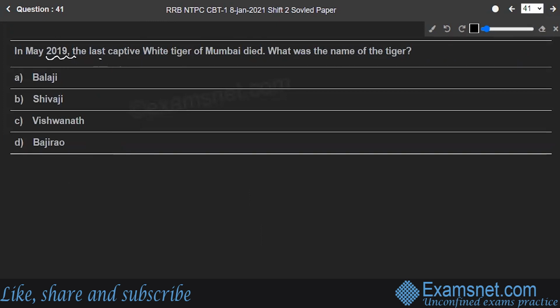In May 2019, the last captive white tiger of Mumbai died. What was the name of the tiger? Was it Balaji, Shivaji, Vishwanath, or Bajirao? In May 2019, the last captive white tiger of Mumbai died with the name of Bajirao. This tiger inside Sanjay Gandhi National Park, that is SGNP, died of age-related complications. He was 18 years old. Bajirao was the eldest male in their enclosure. Bajirao's carcass was burned after the autopsy as per National Tiger Conservation Authority guidelines.